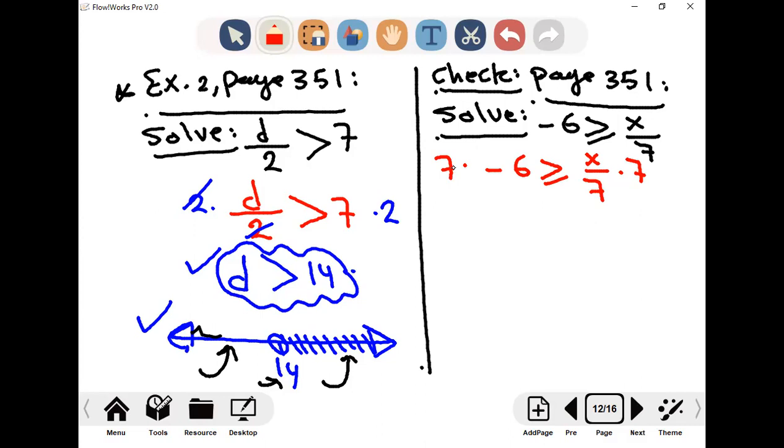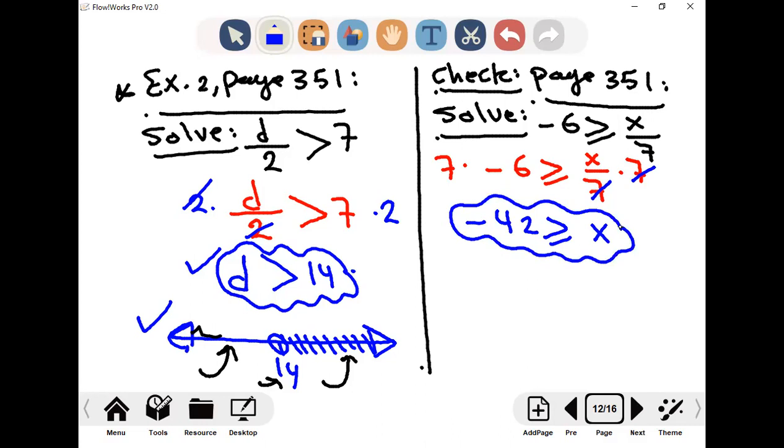One over 7, the coefficient is 1 over 7. Now we cross the sevens. These sevens, what is left here? X less than or equal what? Negative 42. This is the solution.